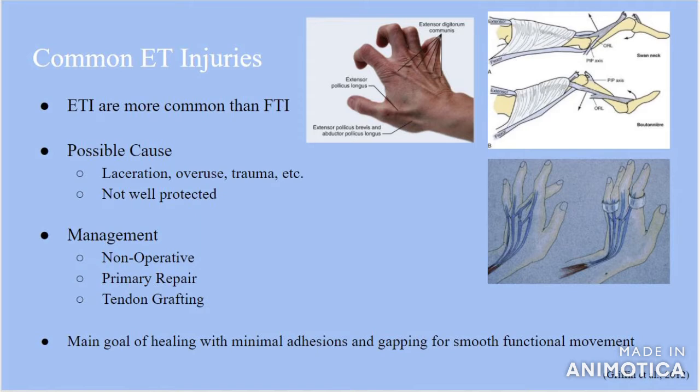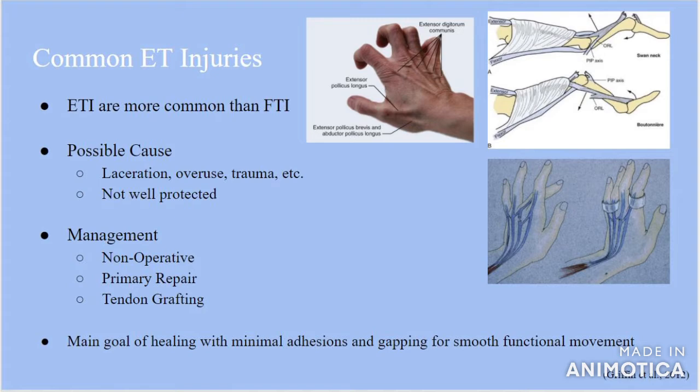In general, extensor tendon injuries are more common than flexor tendon injuries. The most frequent causes of injury are laceration, overuse, and trauma. It is likely that these injuries are more prevalent because of the anatomy of the area, for the tendons are very flat, superficial, and have no protection from subcutaneous tissue.